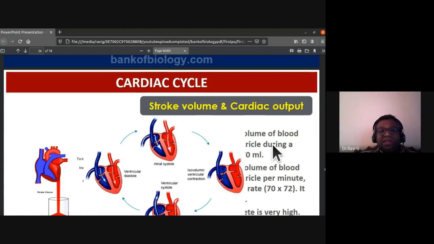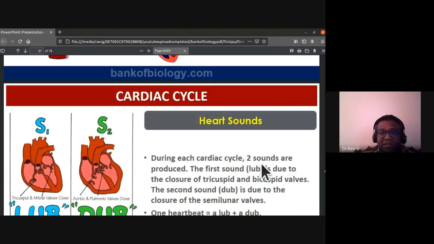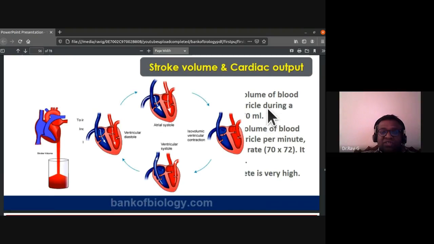Now we'll study the definition of stroke volume and cardiac output. The volume of blood in the left ventricle during a ventricular systole is around 70 ml. That is called the stroke volume, and it is 70 ml.